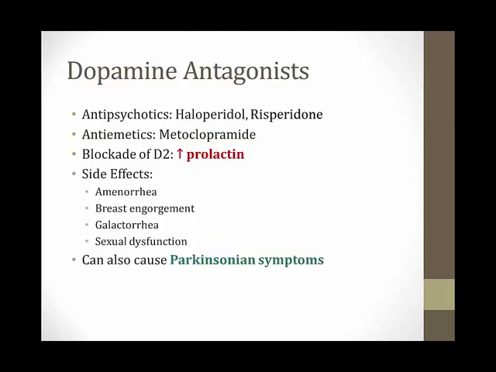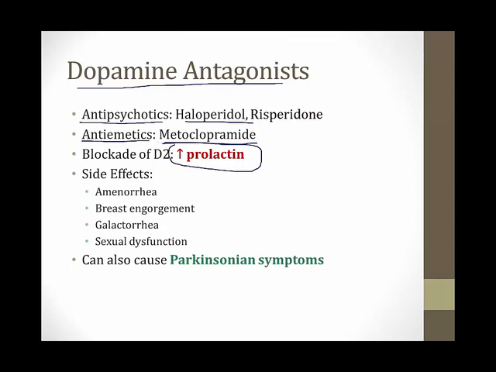Now let's talk about another clinical correlation of prolactin physiology, and that has to do with drugs that function as dopamine antagonists. There are many drugs which are dopamine blockers. Many antipsychotics like haloperidol and risperidone block dopamine receptors. There is an antiemetic that's sometimes used for vomiting called metoclopramide, which also blocks dopamine. And blockade of the D2 receptors can lead to high prolactin levels, and high prolactin levels are responsible for some of the side effects of these drugs.